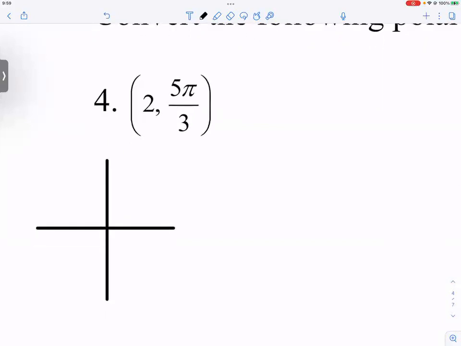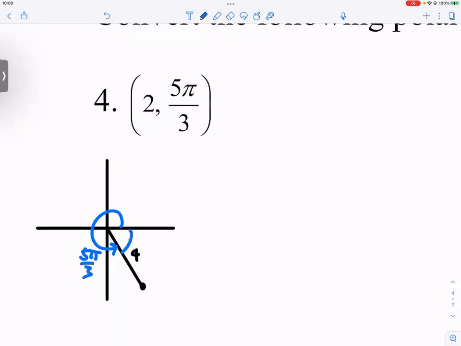Now, if you look at this, it is 2 comma 5 pi over 3. So that means you're looking at the angle 5 pi over 3, somewhere in this direction, and the r value is 4. So this is 4 total. Now the angle that's 5 pi over 3, that means this angle right here, it's 5 pi over 3.